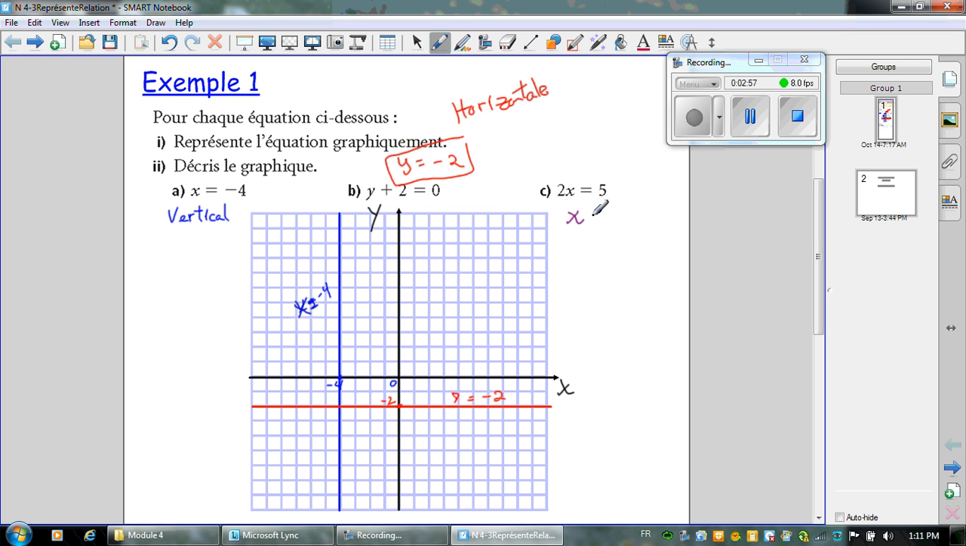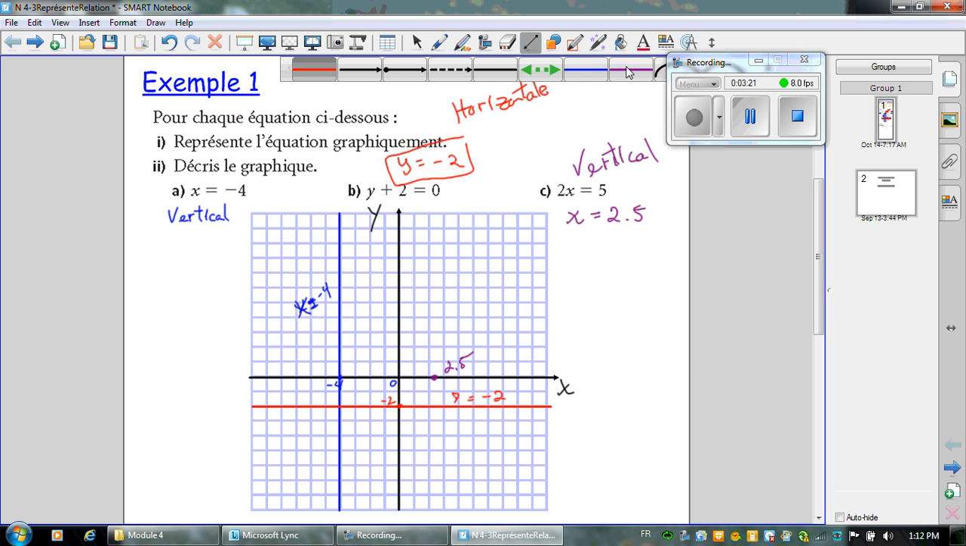Finally, we have 2 times a number equals 5. If we solve for this number, it would be half of 5. So 2 times what is 5? 2 and 5/10, or 2.5. So that would be here on x, 2.5. And that would be a vertical line, same as the first one. So we just do a vertical line on 2.5 on x, just about there in the middle between the two squares. There we go. And you would label that line as x equals 2 and 1/2.